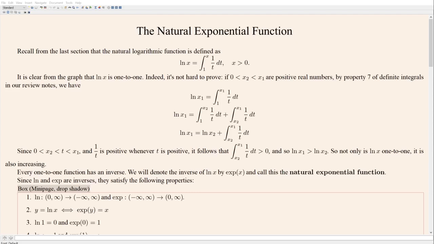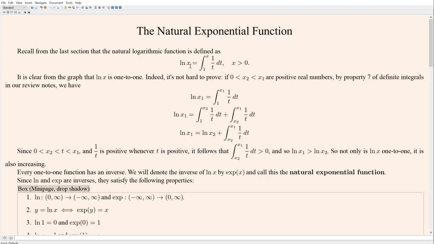So, last time we were talking about the natural logarithmic function, and any discussion of logarithms is complementary to a discussion about exponents. So here we present the complementary half of the discussion about natural logarithms by introducing the natural exponential function.